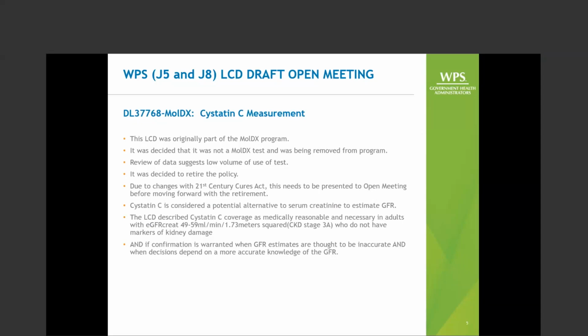Currently, this test is considered medically reasonable and necessary in adults with eGFR creatinine of 49 to 59 milliliters per minute per 1.73 meters squared, which is equivalent to chronic kidney disease stage 3A, who do not have markers of kidney damage, and if confirmation is warranted when GFR estimates are thought to be inaccurate and when decisions depend on a more accurate knowledge of the GFR. Because this test is considered a potential alternative to serum creatinine to estimate GFR, it was approved for limited use based on this LCD in the past.